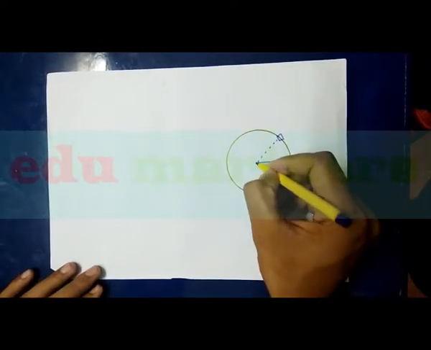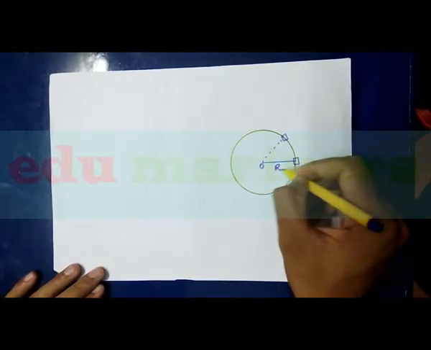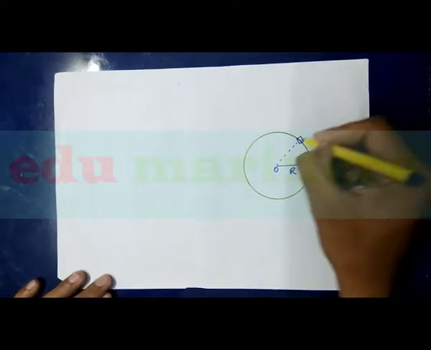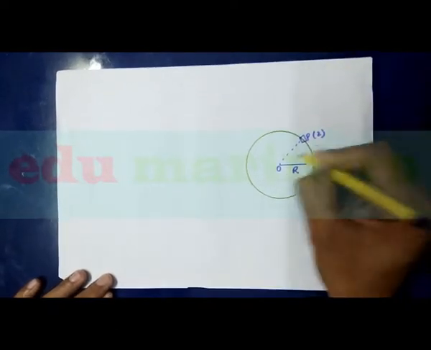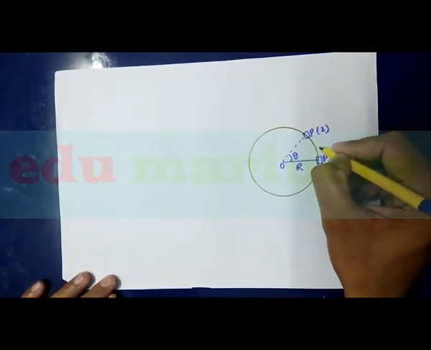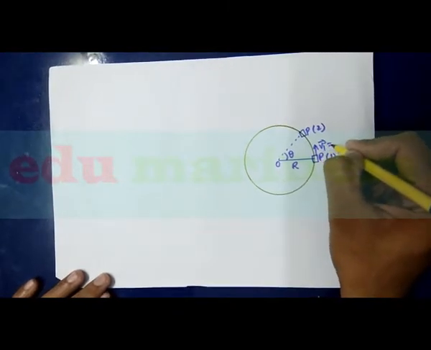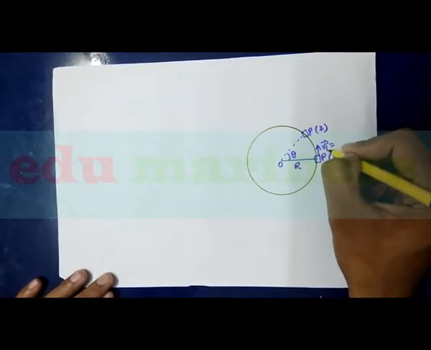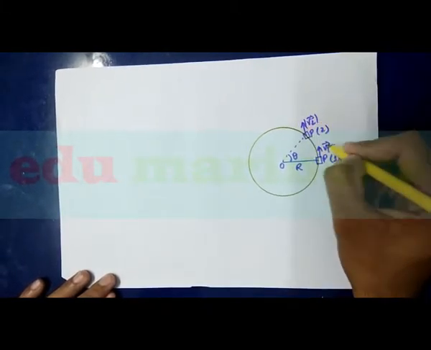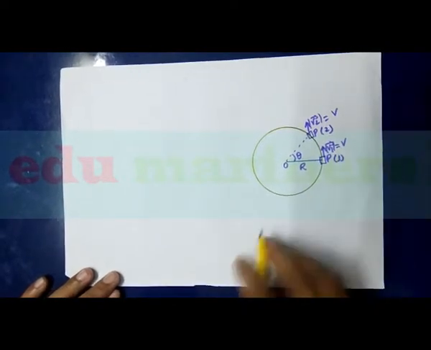Here, suppose this is point O and this is the fixed distance R, that is a constant radius, and this is the particle P starting from point 1 and reaching point 2. So the angle elapsed is theta. Let the velocity vector be V1 here and velocity vector V2 here. But the magnitudes of these two velocity vectors are the same. Let it be the same.